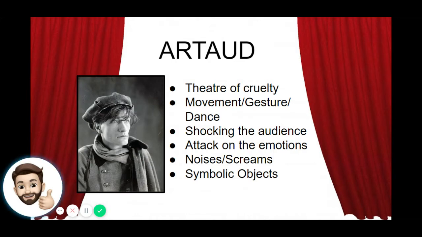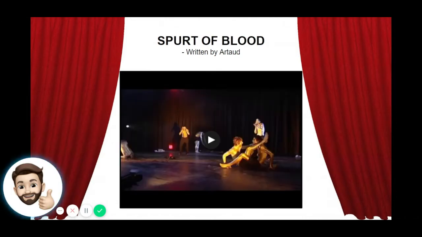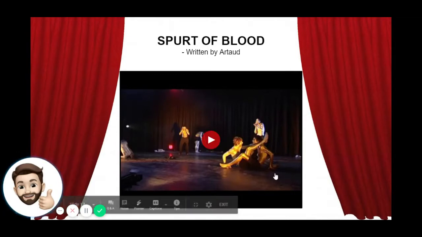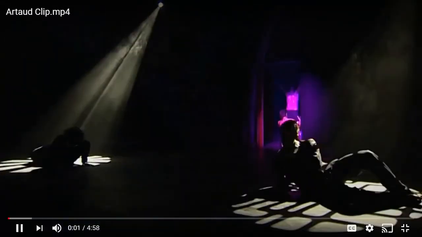Unfortunately, there is not really a professional production of his work directed by him. However, there is this group of students that put on an Artaud piece and it is commonly used as an excellent example of what Artaud's work would look like. So let's have a little look at this. It is also one of his plays called A Spurt of Blood. So let's have a little look.